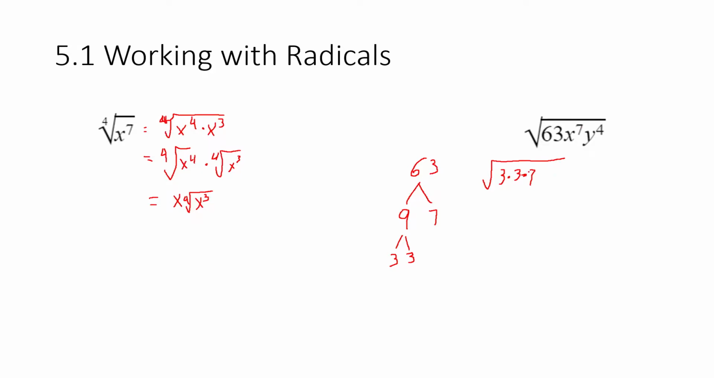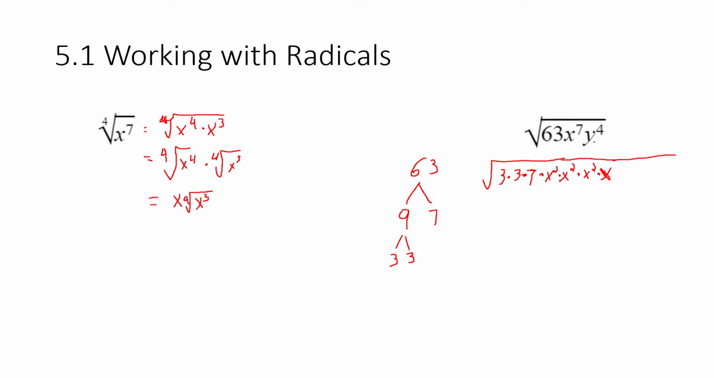X to the 7th, we can split into squares that we can pull out as well. So times x squared times x squared times x squared times x, just x. That's our 7 x's. 3 of them are perfect squares. And then we got to do a little bit more.